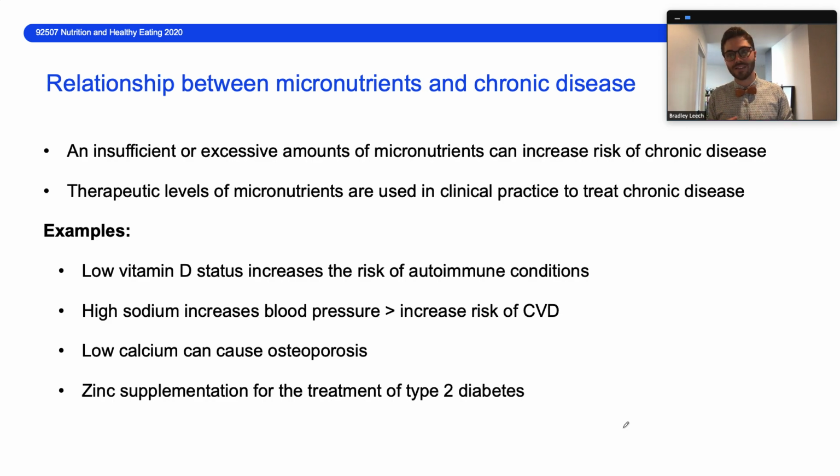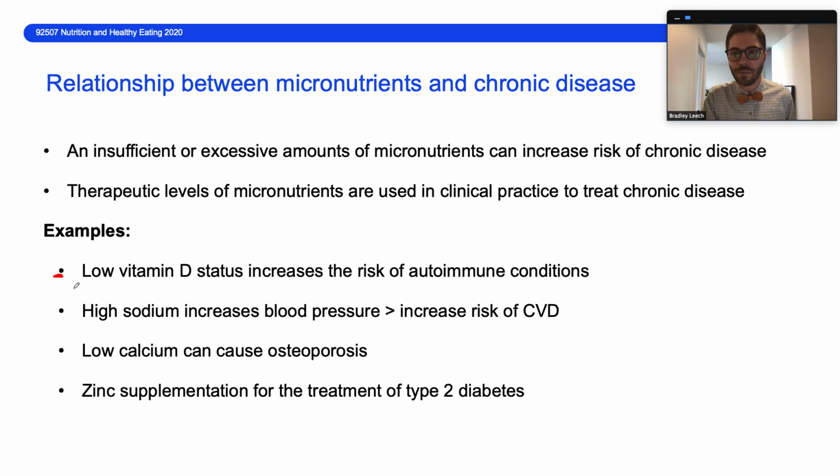However, in some instances, supplementation of these micronutrients is required to have this therapeutic effect. So let's look at a few of these examples. The first one is low vitamin D. It increases the risk of autoimmune disease conditions.